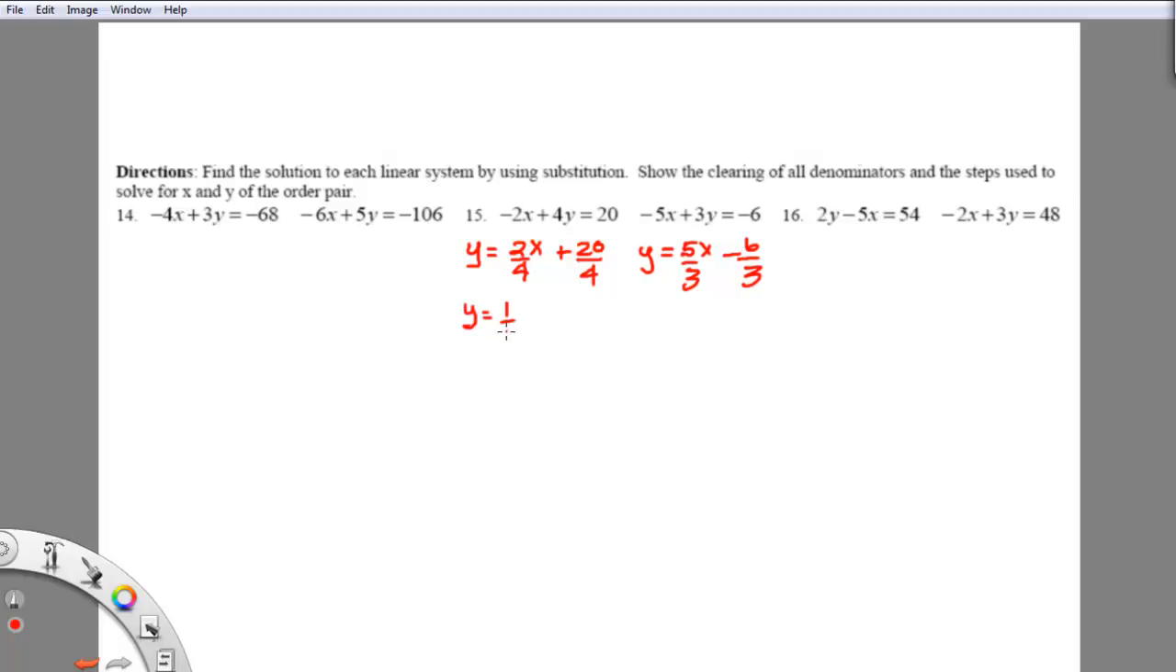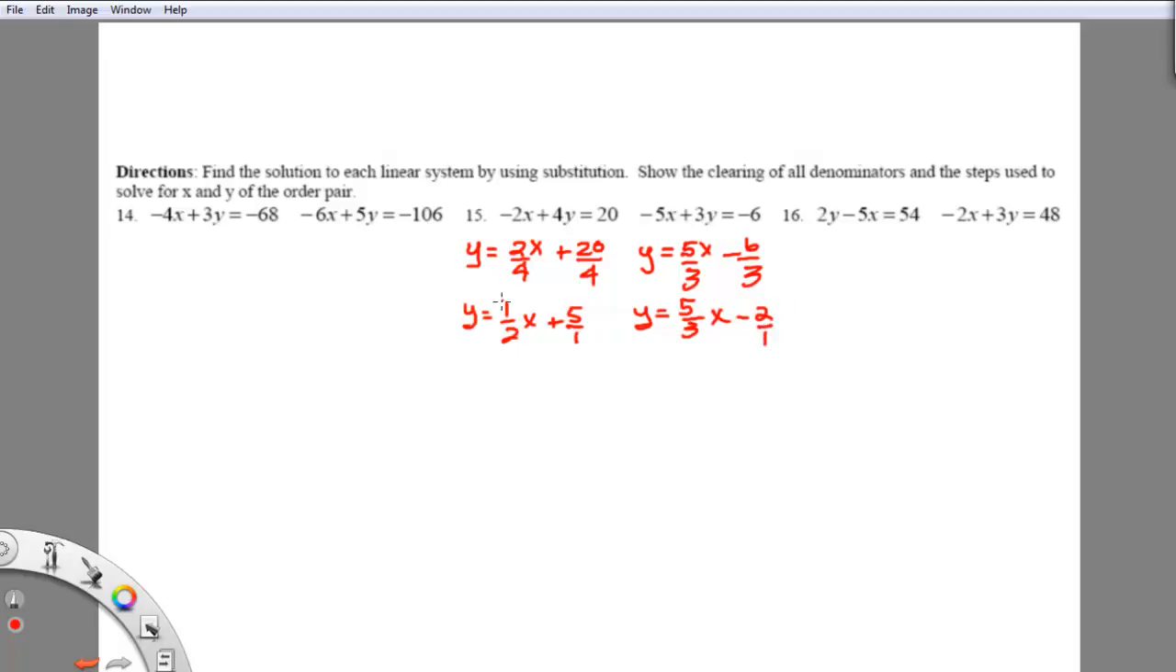2 fourths is the same as 1/2 x. 20 divided by 4 is 5. I'm going to write that over 1, and then for the other one I have y equals 5 over 3x, and then negative 6 divided by 3 is a negative 2. I'm going to write that over 1.